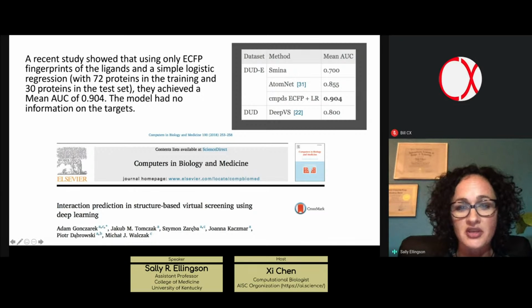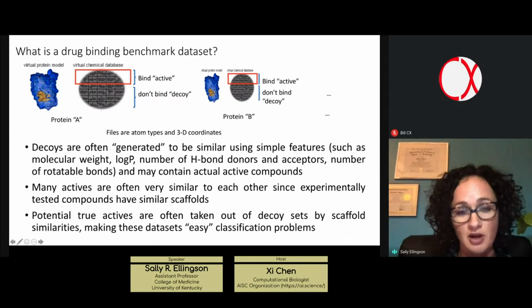So is there something that is just making these data sets easy to classify that has nothing to do with really predicting whether or not a particular drug will bind to a particular protein? So here are some of the properties that I had blocked off before to talk about after showing that problem.